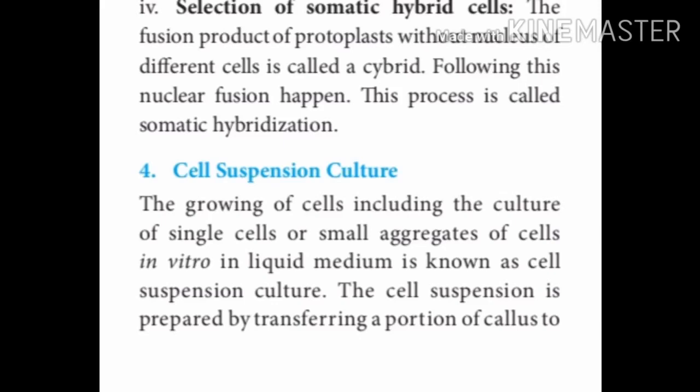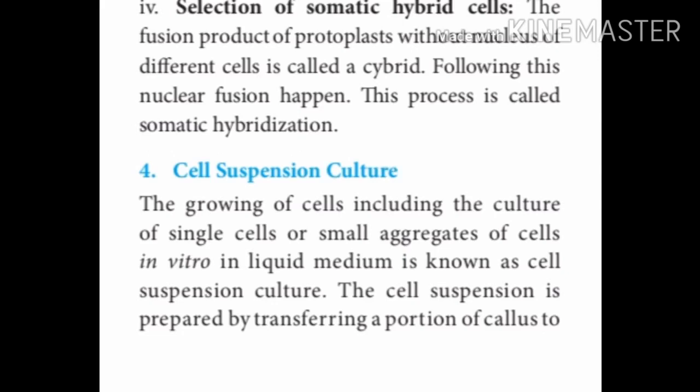Let's move into the fourth type of culture, that is cell suspension culture. The growing of cells, including the culture of single cells or small aggregates of cells in vitro in liquid medium, is known as cell suspension culture. So this is the definition: growing a single cell or group of cells in vitro, that is, in the laboratory, in a liquid medium. So far we have been growing in a solid nutrient medium, but now in the liquid medium it is known as cell suspension culture.